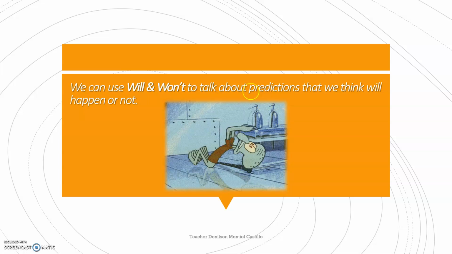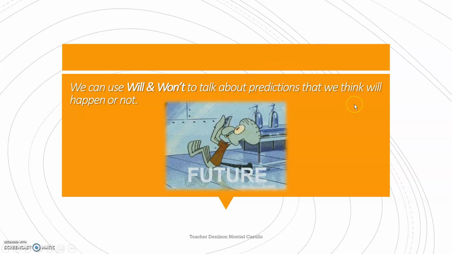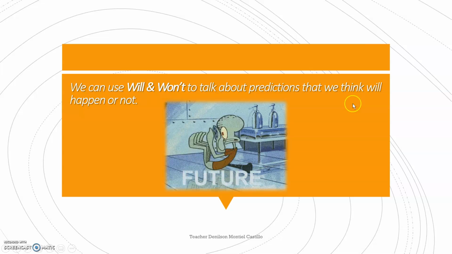Basically we can use will or won't, which is the negative form. We can use them to talk about predictions that we think will happen. These predictions that we are saying may happen or they may not happen. Since they are predictions, we don't know if those predictions will be true or not because it is based on what we think. So it is not sure if something will happen or not.